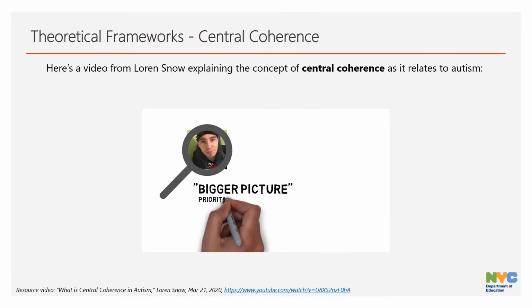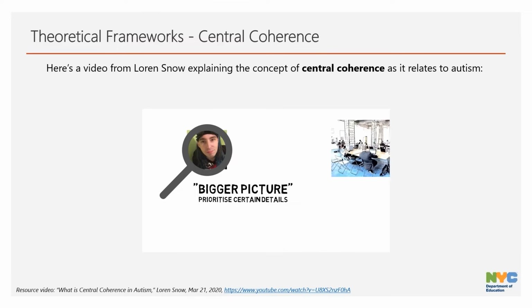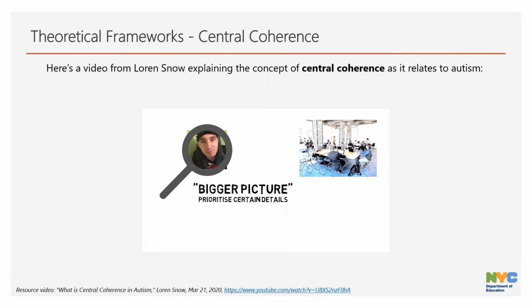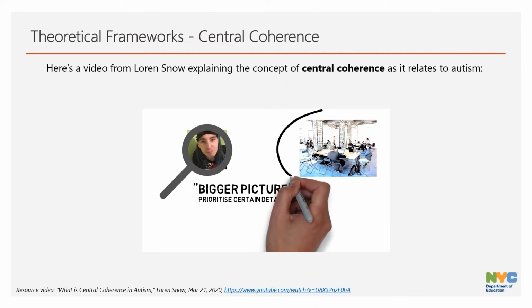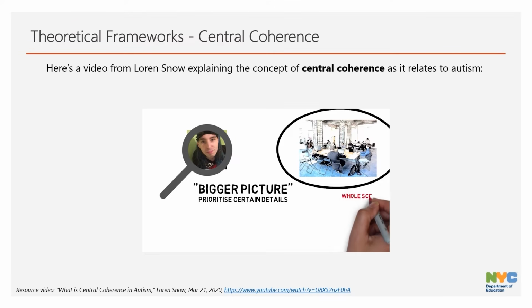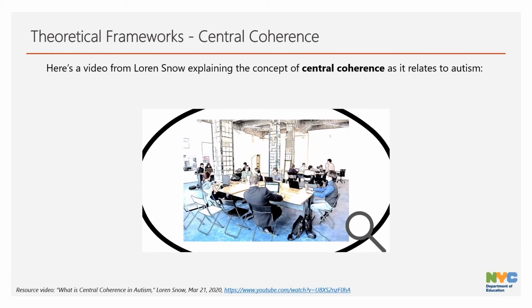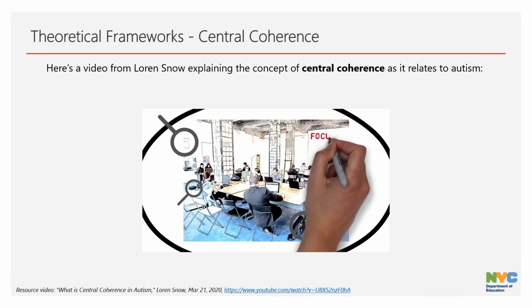Central coherence is where people subconsciously prioritize certain information that's relevant to them or the situation they're in. This is an intuitive process. This may mean when entering a social situation, you focus on the people that are there and what the people are doing, the things that are relevant to you. Whereas autistic people may be more likely to focus on other things, such as the lighting, the wallpaper, the clothing people are wearing, or other kinds of patterns in the environment. Because of this, they may not notice important things.